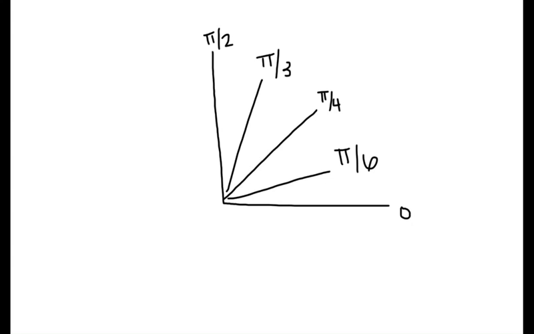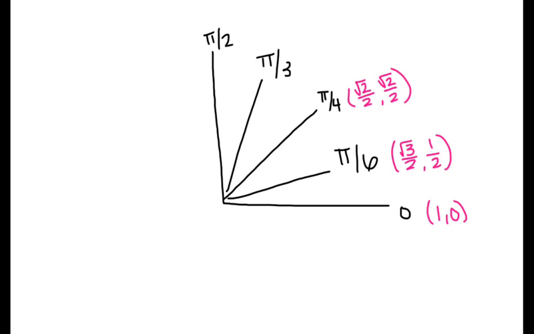So your ordered pair at 0 is (1, 0). At pi over 6 is (root 3 over 2, 1/2). You can just look at your hand for that. Pi over 6 is your index finger. Pi over 4 is (root 2 over 2, root 2 over 2). Pi over 3 is (1/2, root 3 over 2). And pi over 2 is (0, 1).